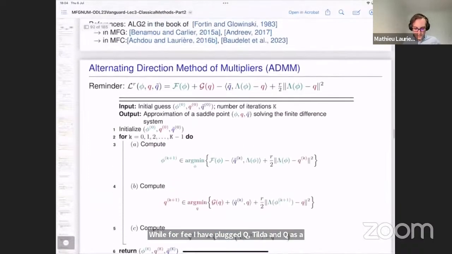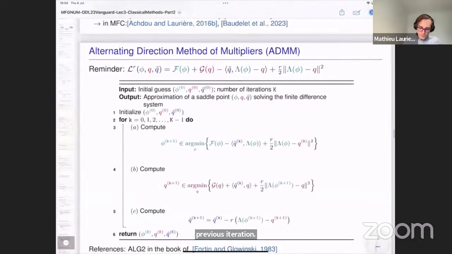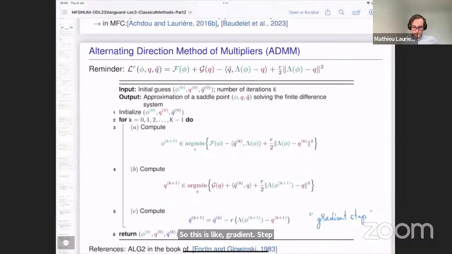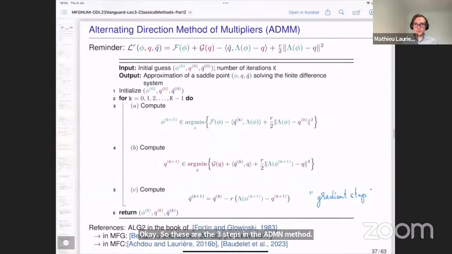And the last step is to update q tilde. And for q tilde, it's just basically a gradient step. So this is like a gradient step. Okay, so these are the three steps in the ADMM method. And of course, here it's written in a kind of abstract way. And then we need to implement it numerically. I hope here that it makes sense, at least at a high level.